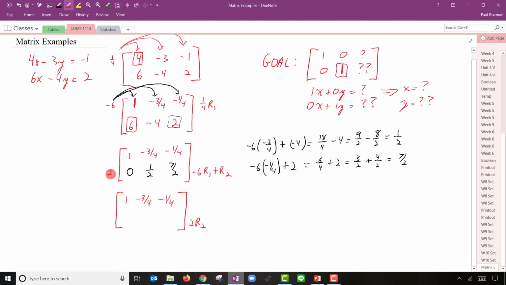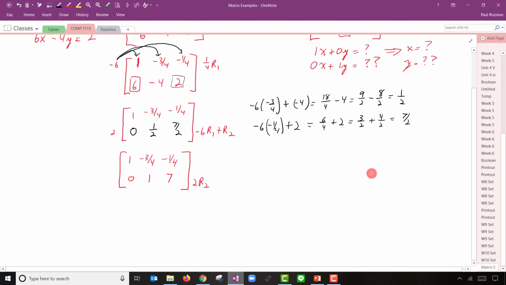I'll put my little note up here. I'm going to go 2 times 0 is 0. 2 times 1/2 is 1. And 2 times 7/2 is 7. Notice I didn't need to do any scratch work for that one. That one was easy enough.